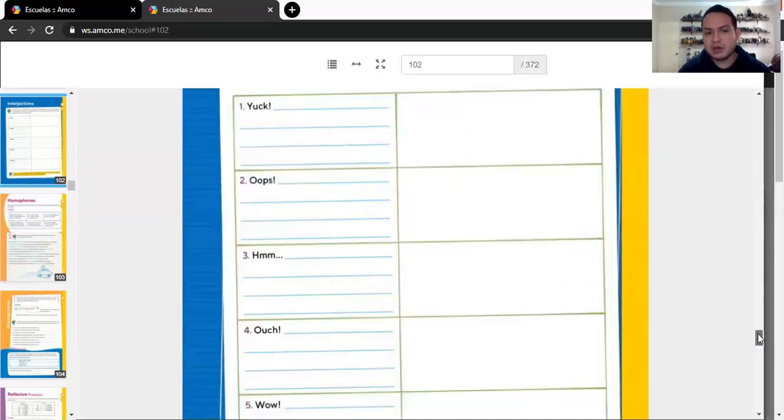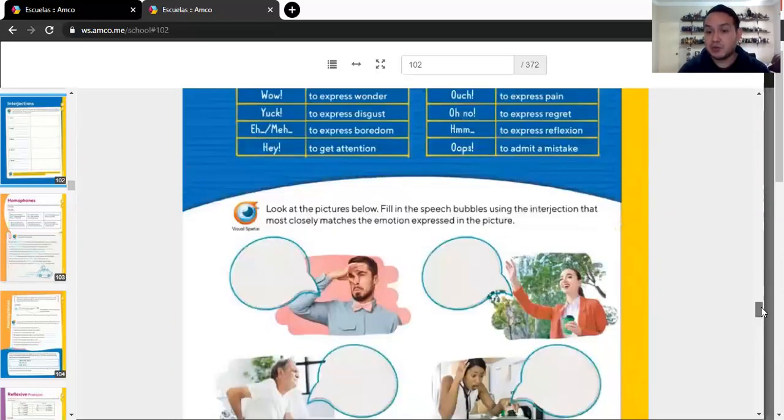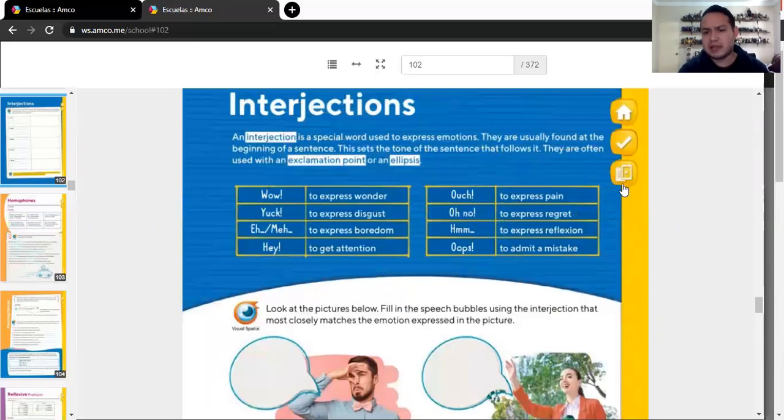Yuck, oops, ouch, and wow. It says share the sentences and pictures. You're gonna share it with me when you send the work into Algebraics. And before we finish, yes, you have a little game here too. So, like in Think Tank, the same happens here with language. I suggest you go into the game after you do the activities so you can practice a little bit more. Okay? That's pretty much all the work for today. There's nothing more to do. I just need you to send the information.